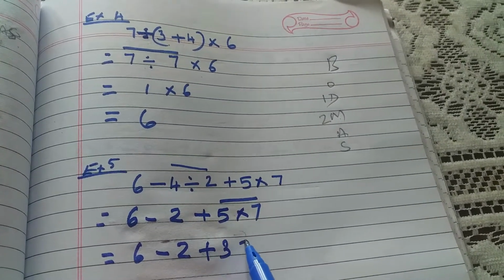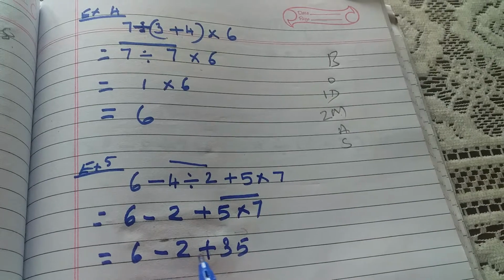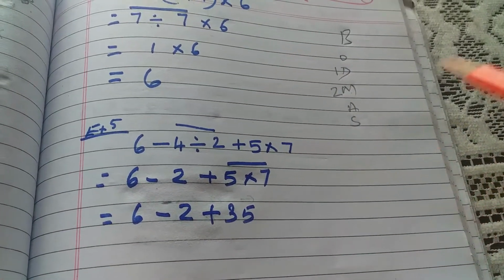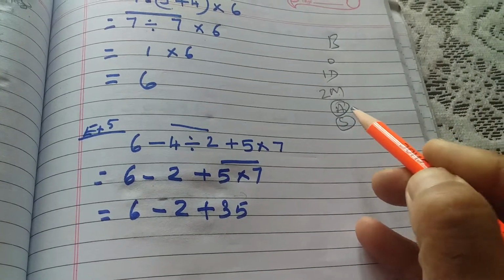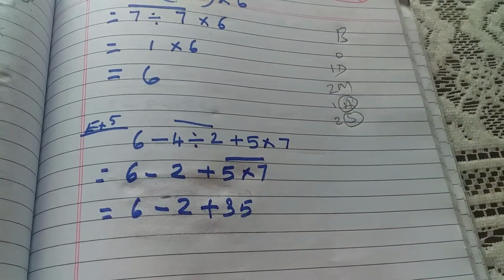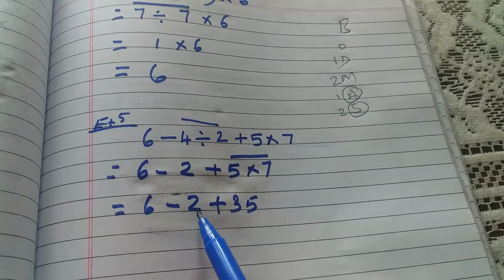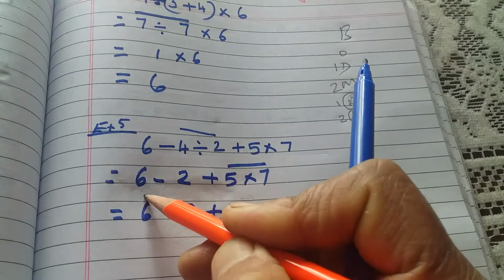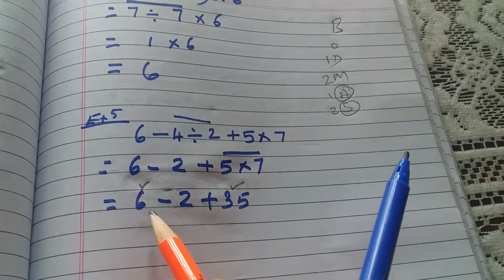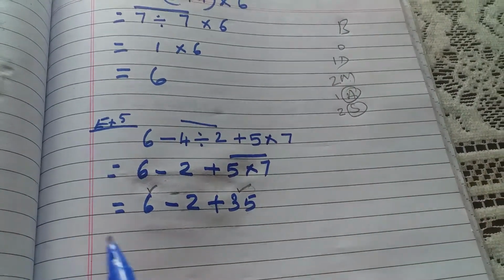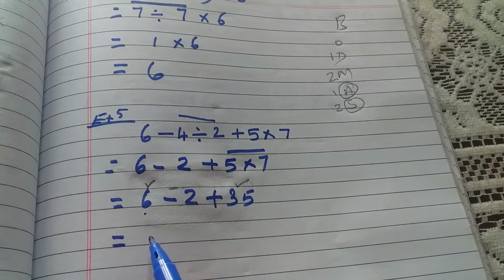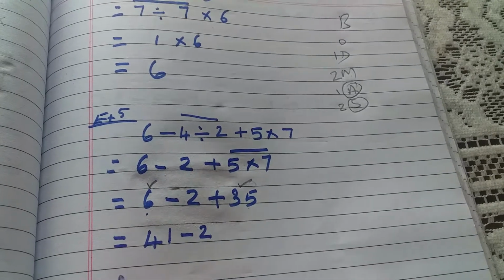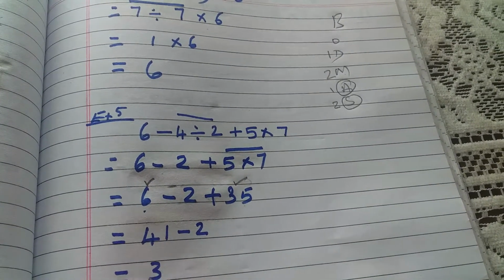Now we have subtraction and addition. Which is first? When you have subtraction and addition, look at this, addition is first, subtraction is second. So we have to add first. This is minus 2, 2 has to be subtracted. So which are the numbers to be added? Addition is between 6 and 35. When you add 6 and 35, you get 41. Addition is finished and then minus 2. So 41 minus 2 is 39.